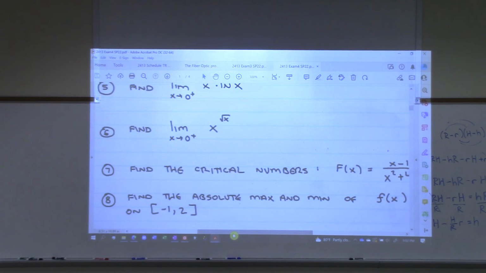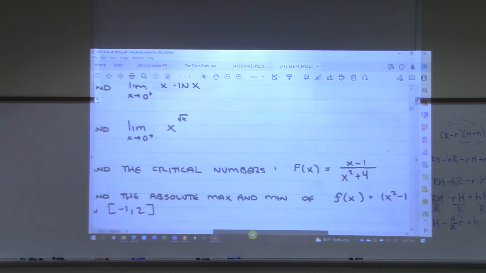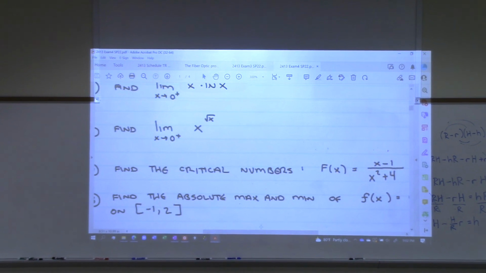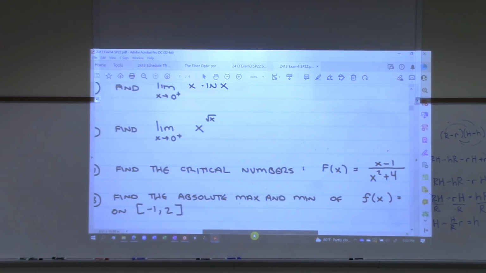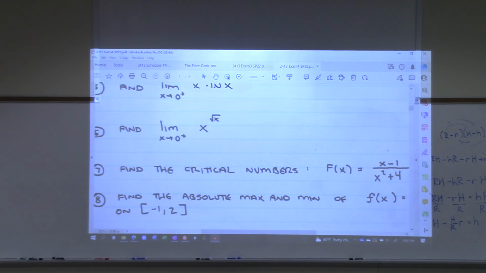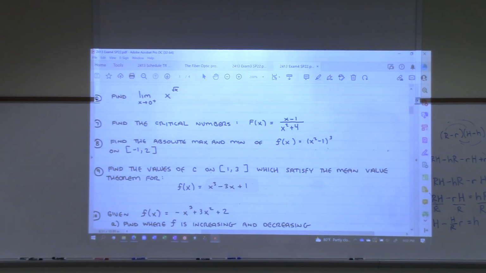Critical numbers. Find the critical numbers of this. Find the absolute maximum minimum values of this function on a closed interval. Closed interval method. Find the values of c on the interval 1, 3 which satisfy the mean value theorem. Do we remember us talking about the mean value theorem? We did.